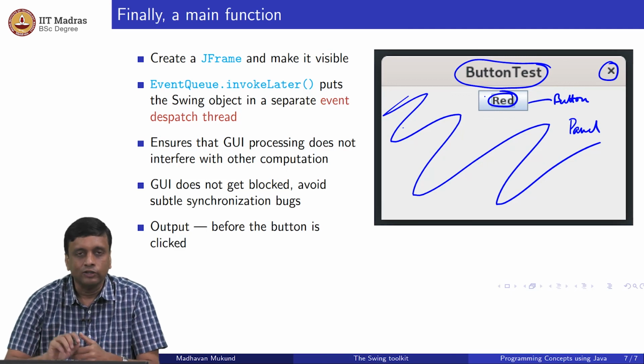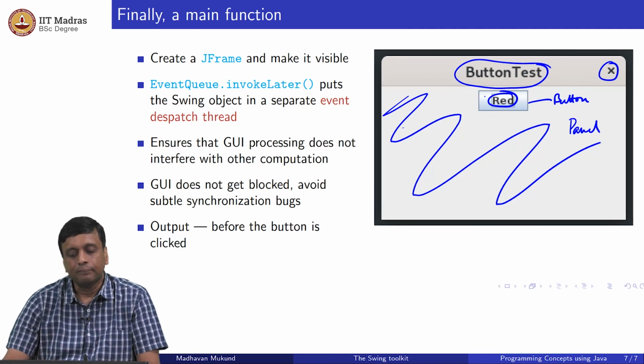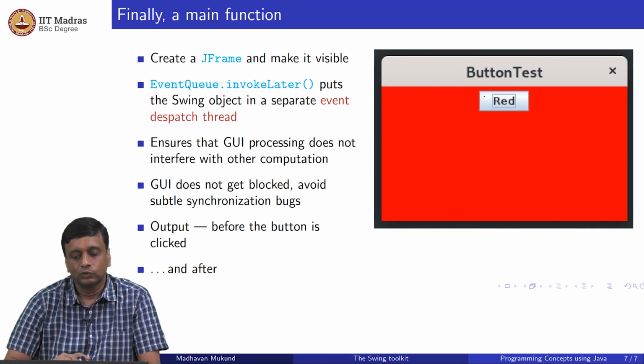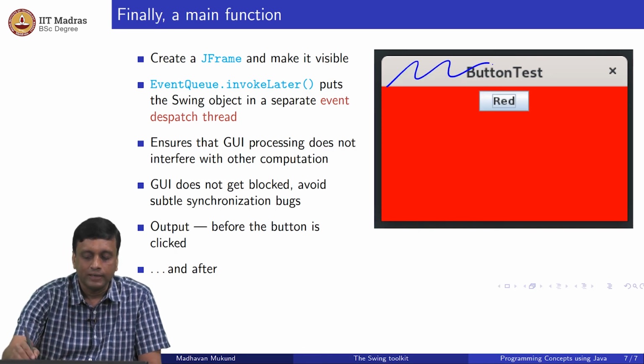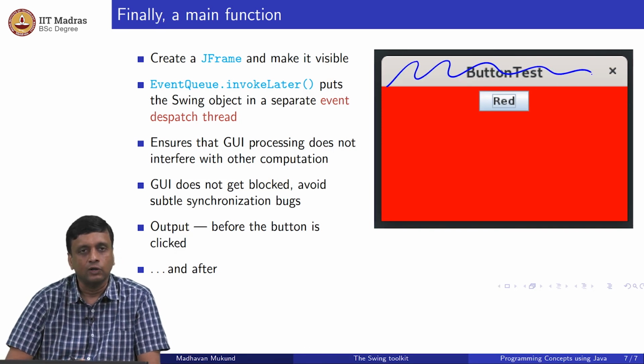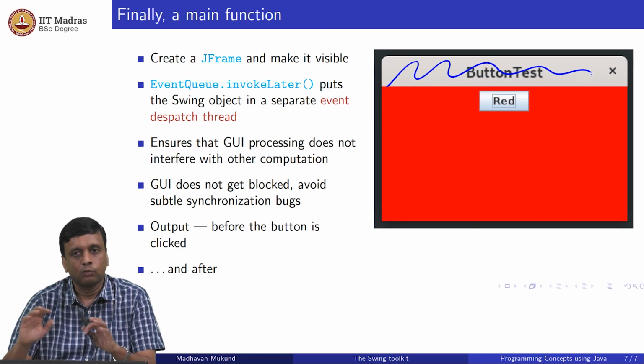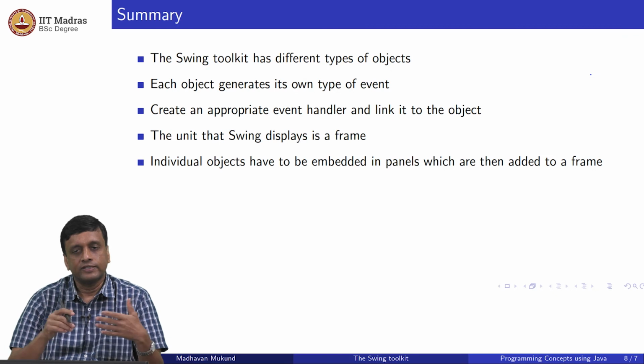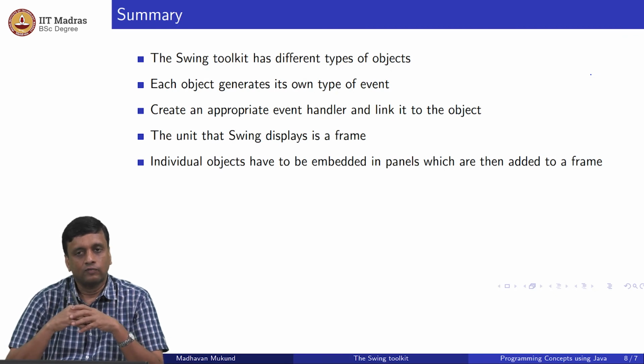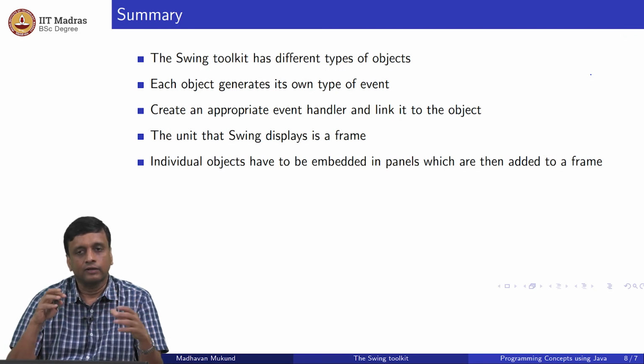So now if I click on this button, what happens is that the panel turns red. The surrounding area outside the button, which is the background of the panel, turns red. And notice that this header part of the frame is not part of the panel. So this title window is separate, and only the bottom part turns red.